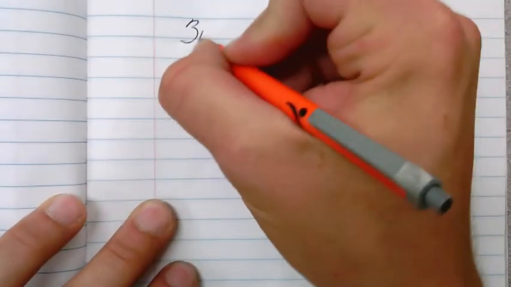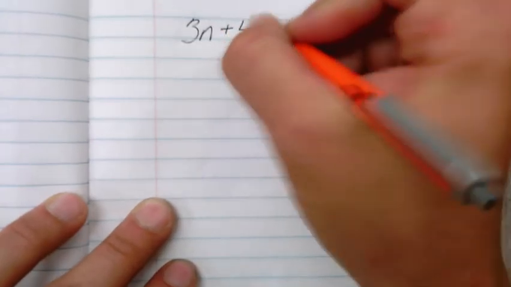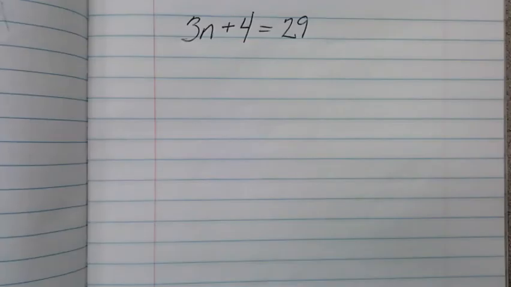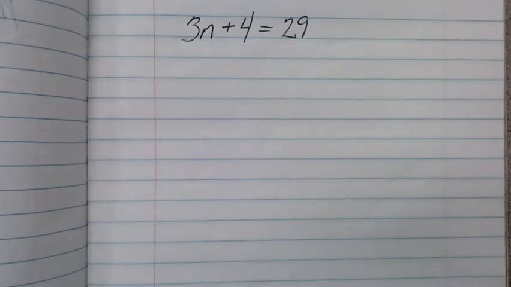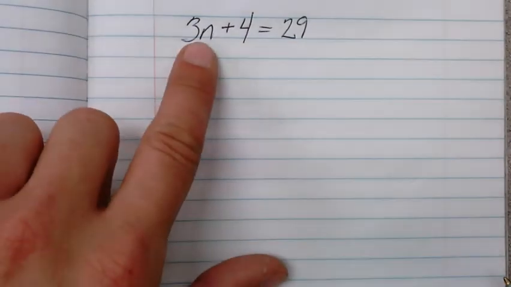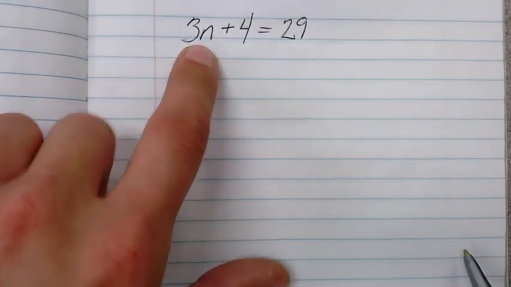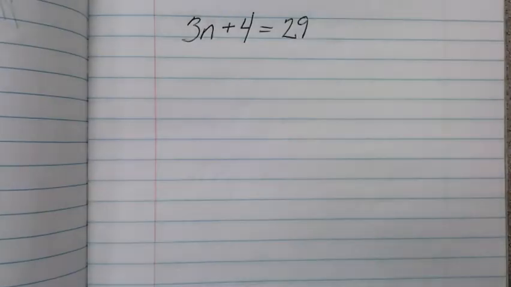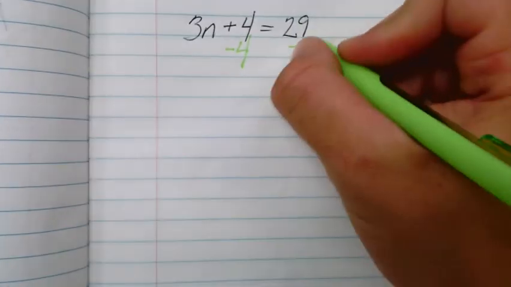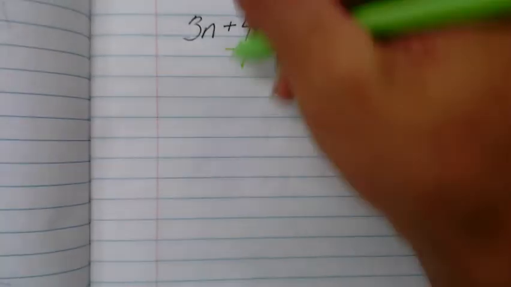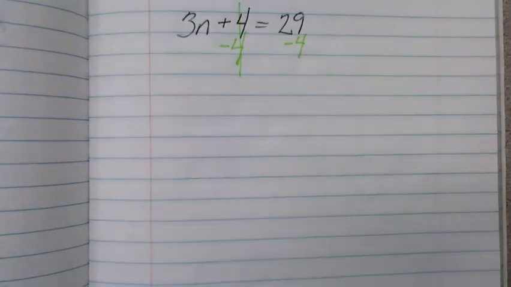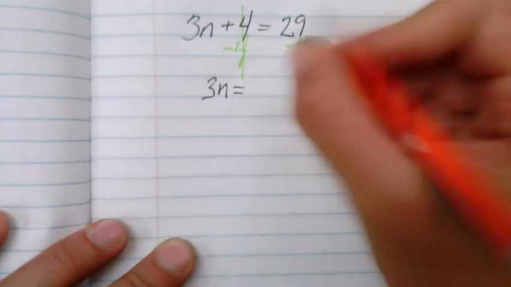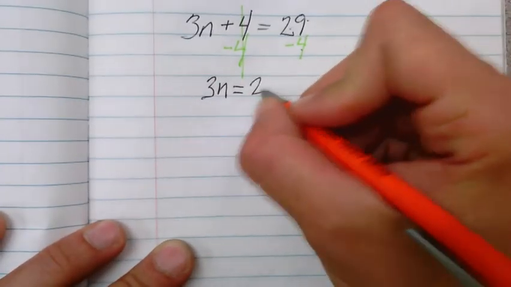I have 3n plus 4 equals 29. Now I can already see here that this will come out to a decimal, but I want to get this term by itself first. So I'm going to do the inverse of adding 4, which would be subtracting 4 from both sides. You can't just do it from one side. So plus 4 minus 4 equals 0. I have 3n equals 29 minus 4, or 25.